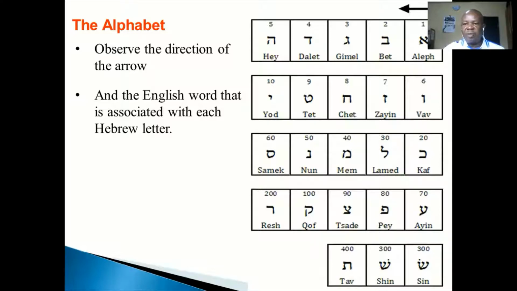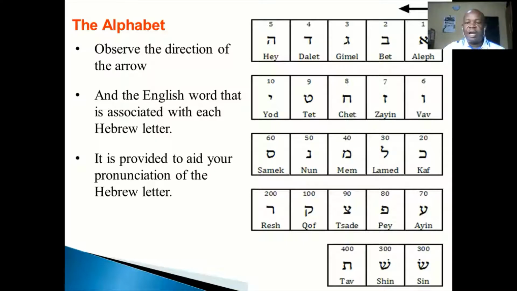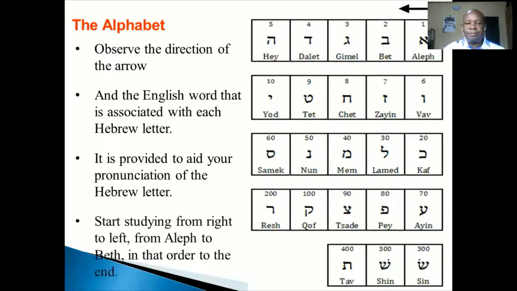The reason why we attach it that way is to help you know how to pronounce that particular Hebrew letter. It is provided to aid your pronunciation of the Hebrew letter. Now start studying from right to left, from Aleph to Bet, in that order to the end. So if you are going from Aleph, Bet, Gimel, Dalet, He, Vav, Zayin, Chet, Tet, Yod, Kaf, Lamed, Mem, Nun, Samech, Ayin, Pe, Sade, Kof, Resh, Sin, Shin, Tav. So that is the Hebrew alphabet.